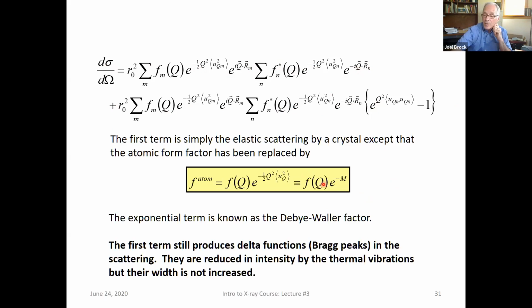So, by convention, this term is usually rewritten as e to the minus m, and that's known as the Debye-Waller factor. Crystallographers use that all the time. But the key point is the scattering is still delta functions, but with reduced intensity.